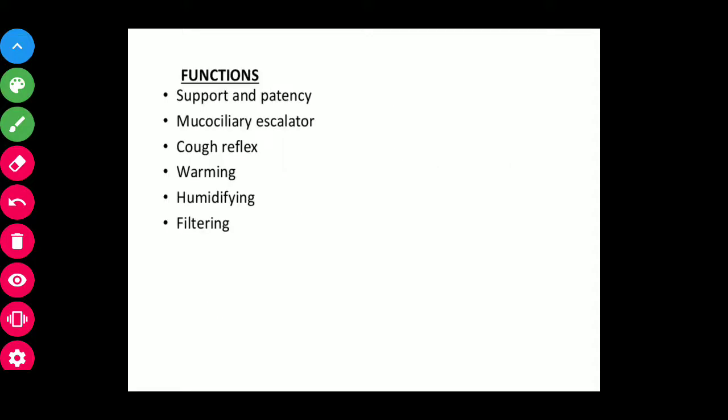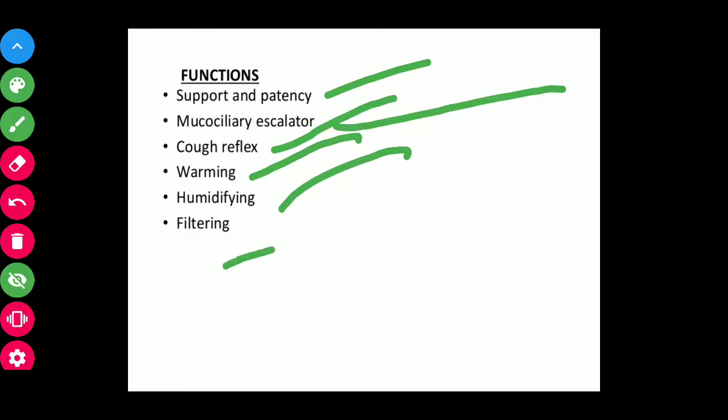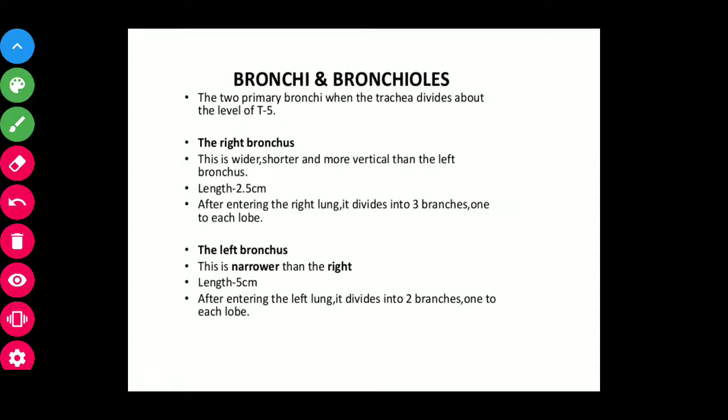Let us see what the functions of this trachea are. First is support and patency. Second is the mucociliary escalator, which moves the mucus up and out of the lungs, where it can be expelled when we are coughing, sneezing, or swallowing. It also has a cough reflex, and it is helpful in warming, humidifying and filtering. So these are the functions of the trachea.